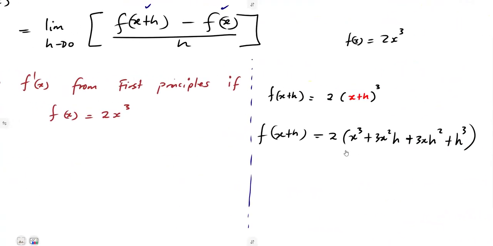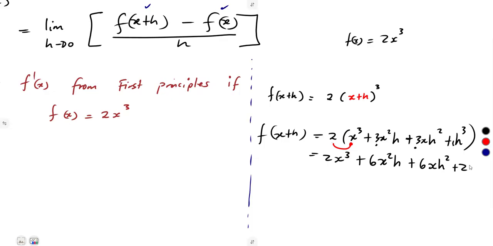You have got to find your f of x plus h by expanding each and every term by 2. 2 has to multiply each and every term inside the bracket. So that's going to be 2x cubed. 2 times 3, that's 6x squared h. 2 times 3, that's 6 again, x h squared. 2 times 1 here, that's a 2h cubed. So this is our f of x plus h. We leave it as it is.